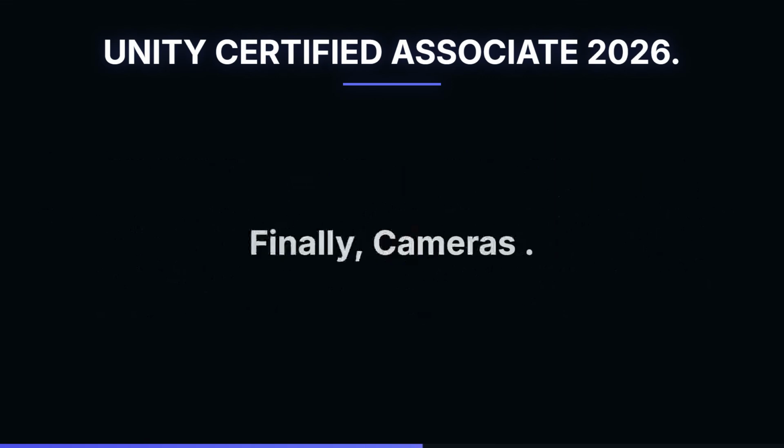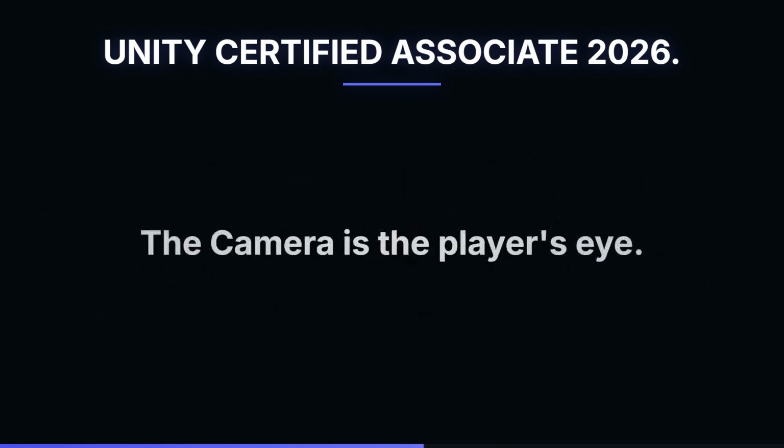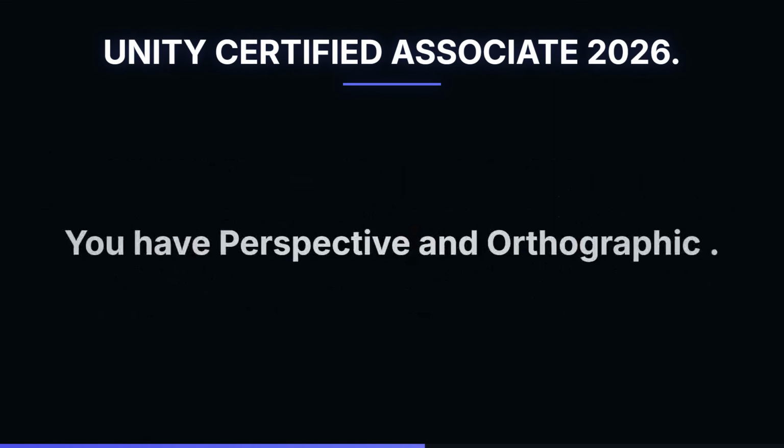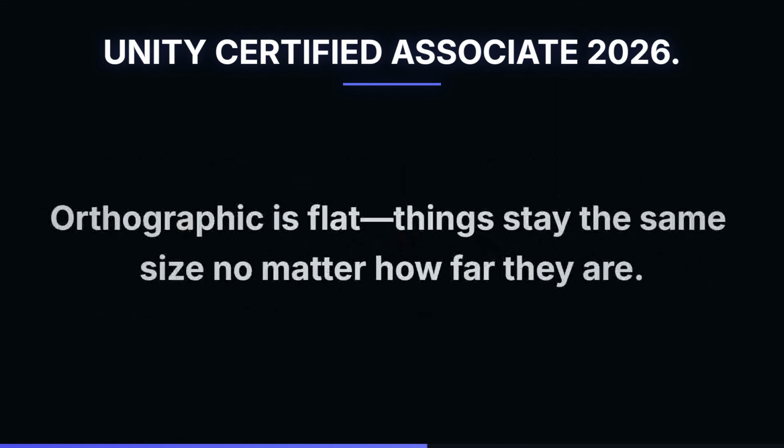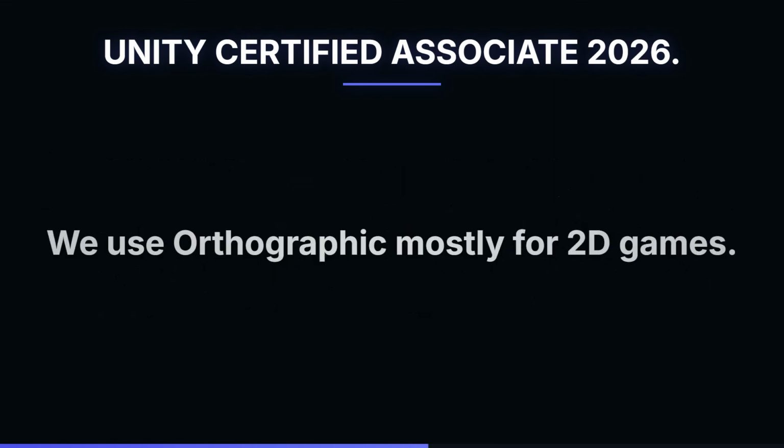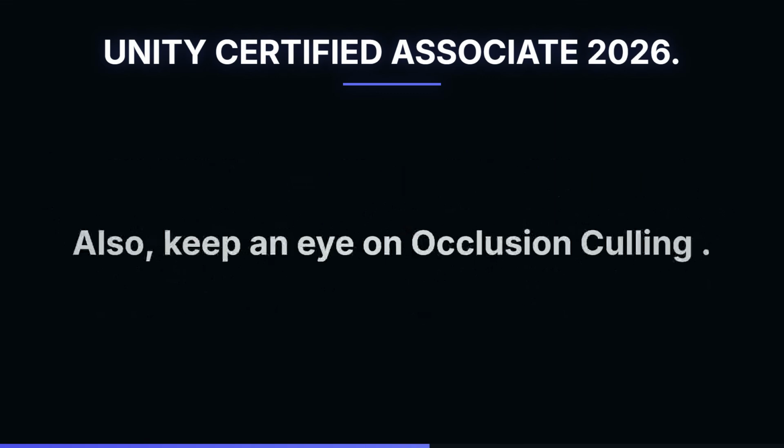Finally, cameras. The camera is the player's eye. You have perspective and orthographic. Perspective is like real life. Things get smaller when they are far away. Orthographic is flat. Things stay the same size no matter how far they are. We use orthographic mostly for 2D games.